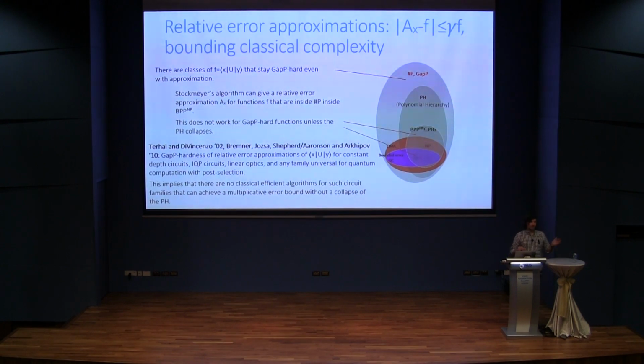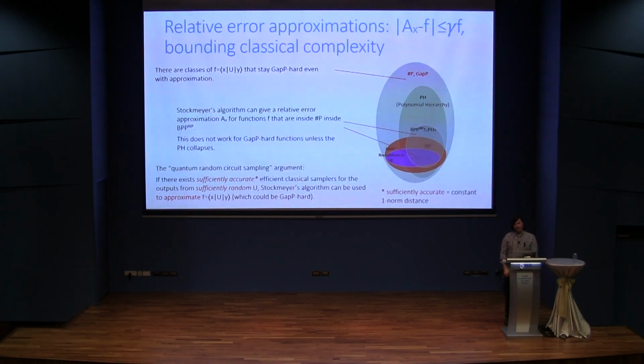Okay, so when you see such a stark difference, for something which is naturally involved with the quantum circuit, the first thing you want to do is try and use that difference, and that's what a bunch of us did. So Terhal and DiVincenzo in 2002, and then us and also Aaronson and Arkhipov back in 2010 showed the gap P hardness of relative error approximations of quantum circuit amplitudes for constant depth circuits, IQP circuits, linear optics, and any family universal for quantum computation by postselection. For any of those things, we showed that there is no efficient classical algorithm for simulating such circuit families to within a multiplicative error bound without a collapsing polynomial hierarchy. Okay, so that's sort of the basics.